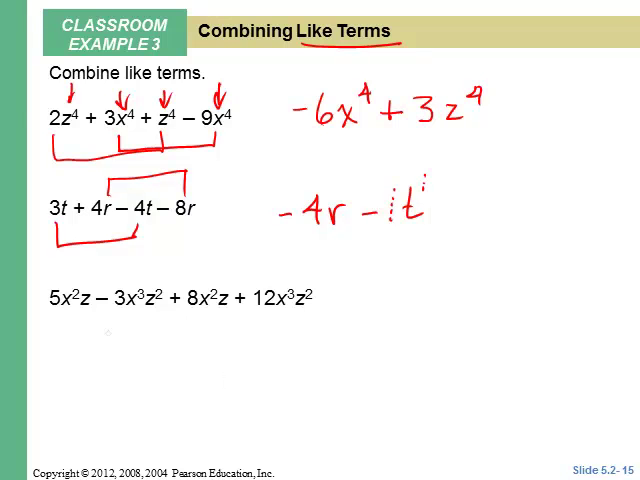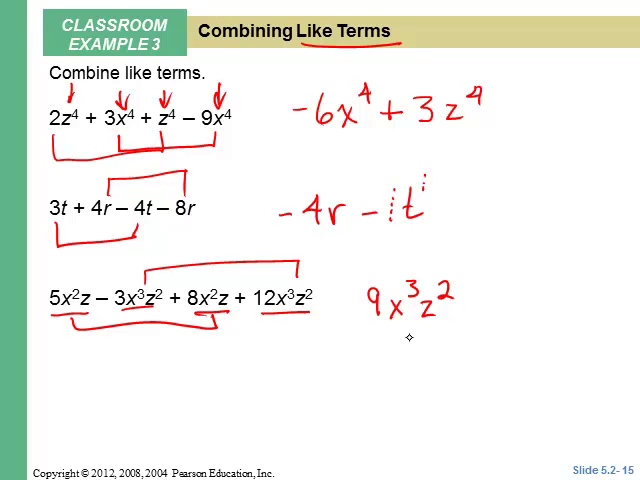This one, we have to check to see that these two are like terms, and these two are like terms. Which one do we write first? I think the x cubed z squared will go first. Negative 3 plus 12 is 9x cubed z squared. Notice we don't change the variables. Plus 13x squared z. You do this one.